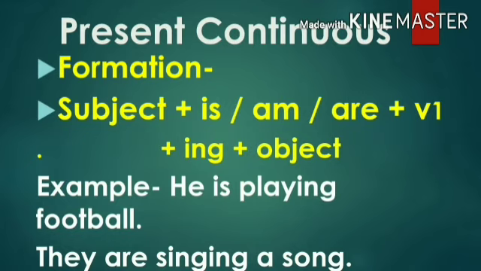Subject plus is/am/are plus V1 plus ing plus object. It's a little bit lengthy. Don't be nervous. Try to understand this. Here, for the subject, as I told before, you can use either noun or pronoun. Here I have taken he, a pronoun. With he we know which be verb we will use. Is, am, are are the be verbs of present tense. So with he we will use is: he is.